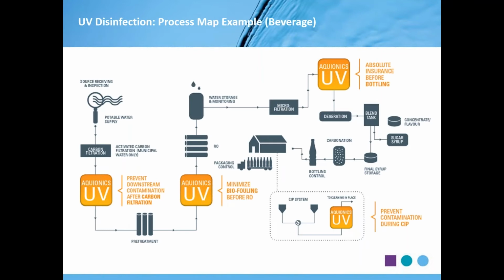So jumping into the applications, we're going to talk a little bit about some applications pre-RO, and then we're going to look at a few post-RO. So there would be a typical process map of where you might find UV in, for example, a beverage environment. We're going to talk a little bit about UV around the pre-treatment side of things, maybe what would be found at the inlet of a plant, and then we're going to talk a little bit about what would happen after the RO.